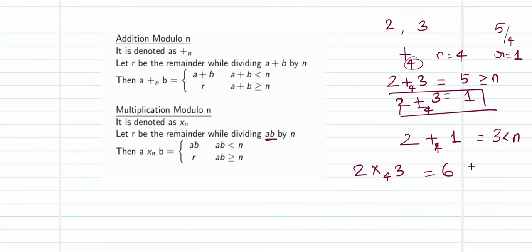So 6 is going to be greater than n. So what happens? Your remainder when 4 divides 6 gives you 2. So 2 will be taken as the multiplication modulo of 2 and 3. When I take the 2 multiplication modulo 1, 2 1s are 2. 2 is going to be well less than n. So it is taken to be the same 2 itself. So this is what we mean by addition modulo n and multiplication modulo n.